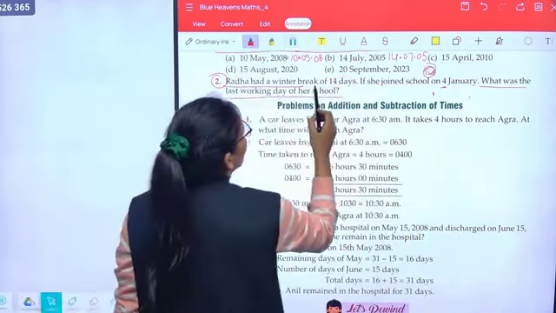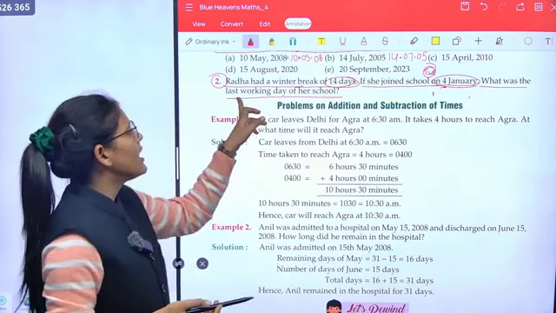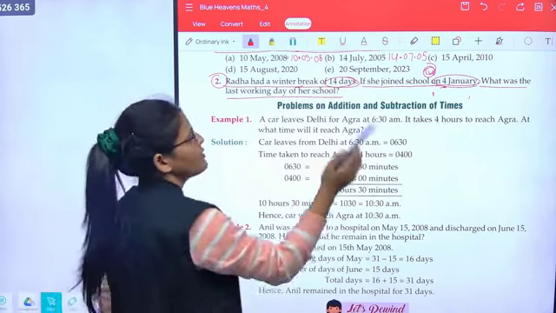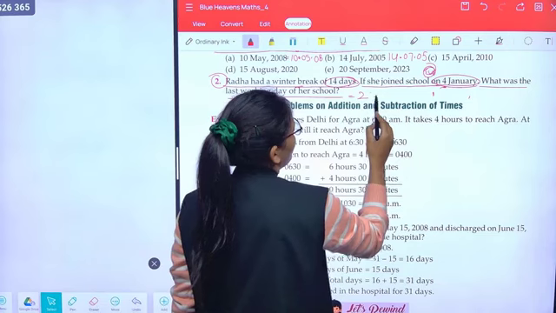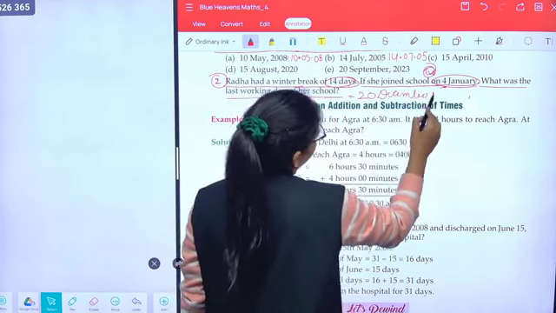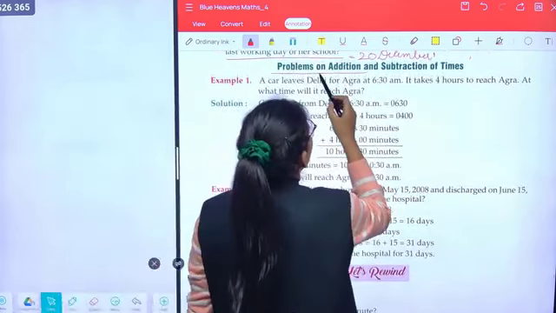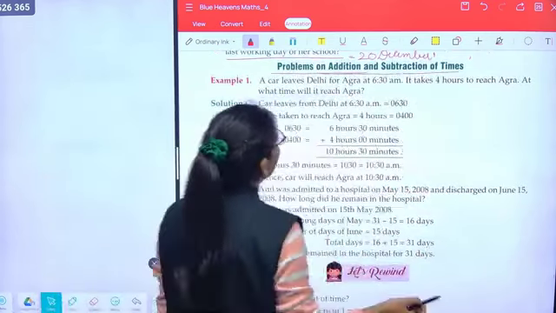Now Radha had a winter break of 14 days. If she joined school on 4th जनवरी, what was the last working day? तो लास्ट वर्किंग डे क्या होगा क्लास? 14 डेज बिफोर मीन्स 20 दिसंबर. 20 दिसंबर. Okay class. Now students, we move to problems on addition and subtraction of times.